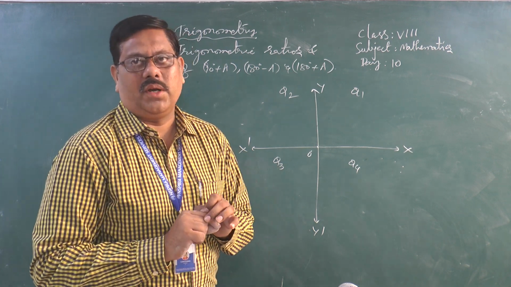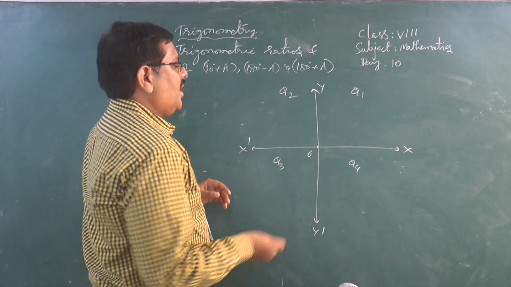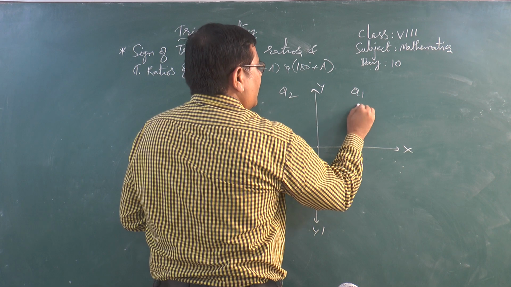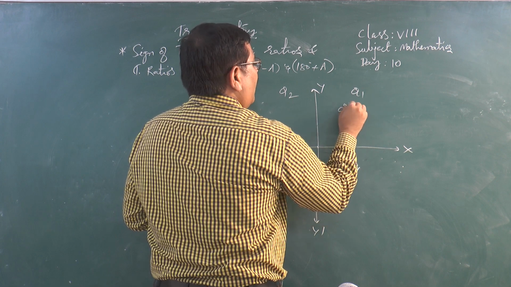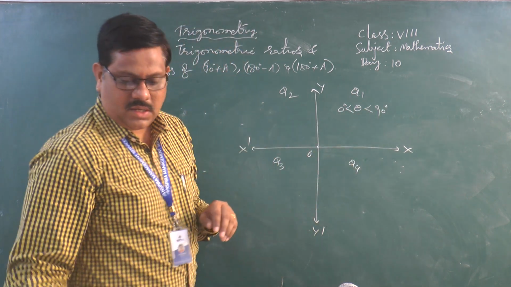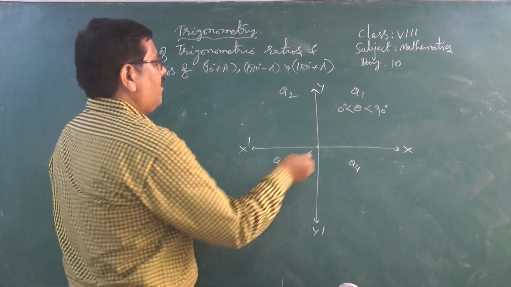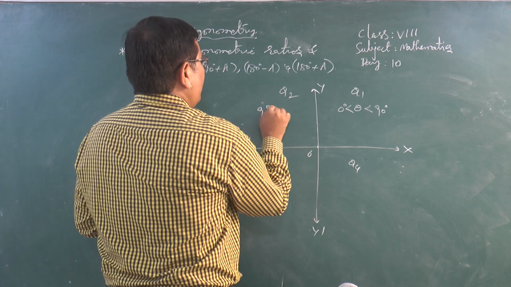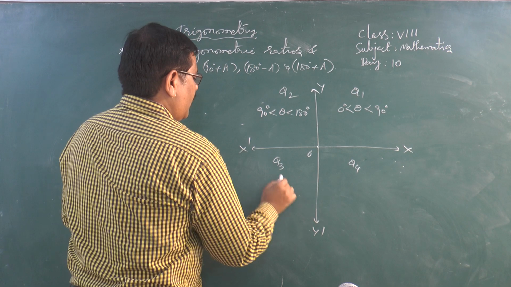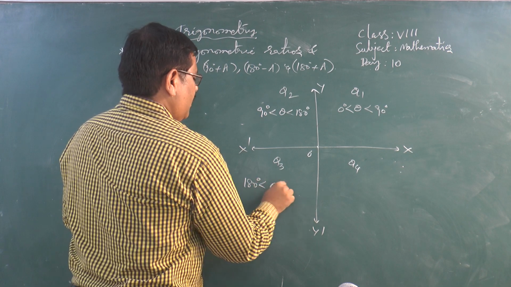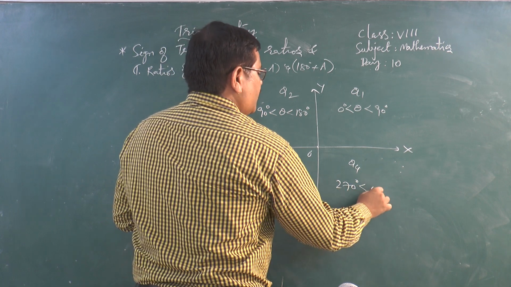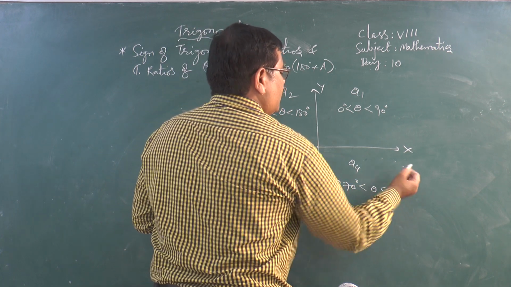That's a very important point. So first thing, if you take any point over here and take theta as that, theta will always lie between 0 and 90 degrees. It never includes 0 as well as 90. Now if you take the next quadrant, it lies between 90 and 180 degrees. In quadrant 3, theta lies between 180 degrees and 270 degrees. In quadrant 4, it lies between 270 degrees and 360 degrees.